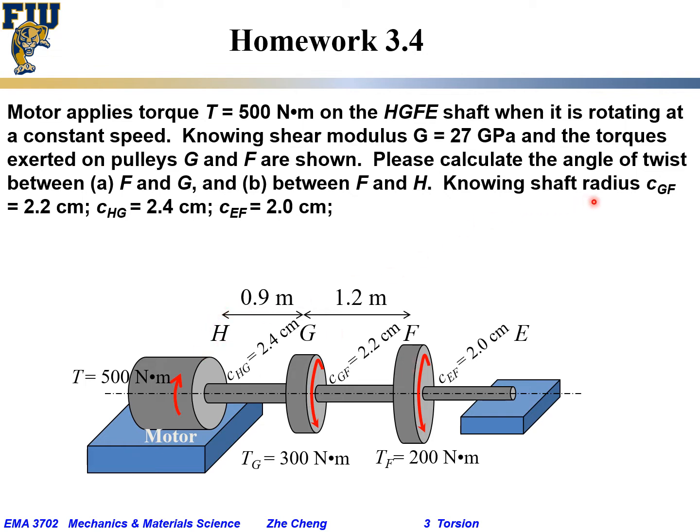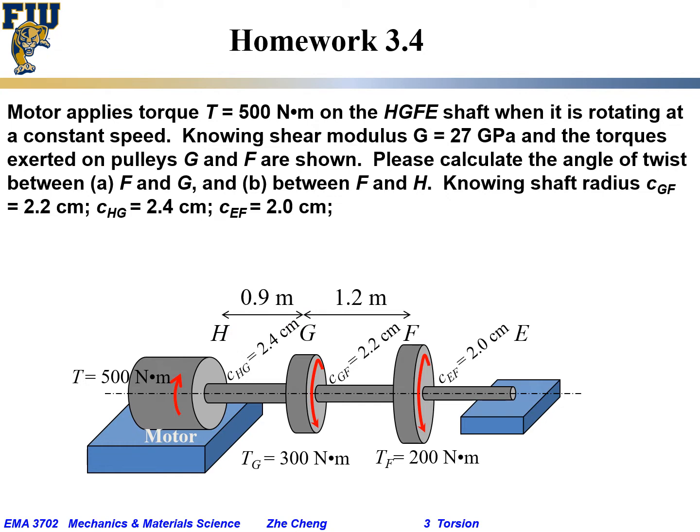Knowing shaft radius, FG is 2.2 centimeter, and between G and H, our HG is 2.4 centimeter. Between E and F is 2.0 centimeter. Okay, so that is our problem. We know the motor torque applied, we know the pulley torques, and it's balanced. We know the dimension, the length, the radius, and we want to know the angle of twist between F and G and between F and H.